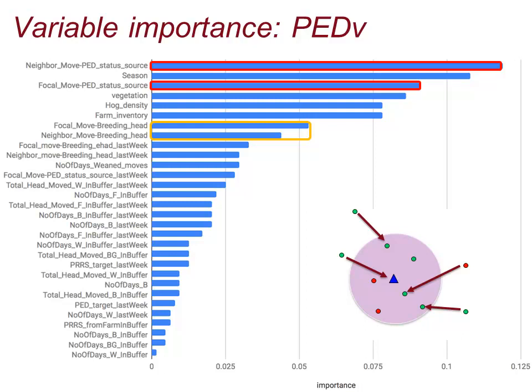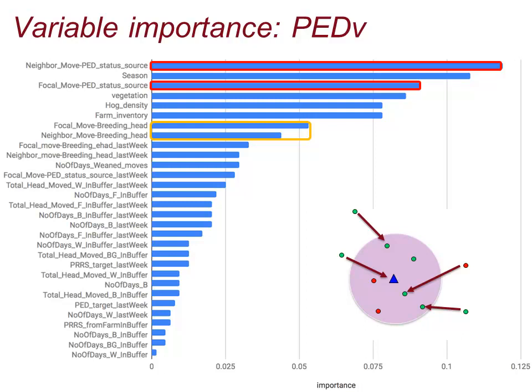And then, interestingly, what's by far the most important variable is actually of the neighboring farms, the ones that are moving pigs in, where are they getting those pigs, and did they come from an infected farm or not? So that right now seems to be the most important variable in predicting PED breaks in the sow farm. So it's the status of the source of your neighbor's movements. And then we have other things like also the status of the source of your movements, which of course would be important.